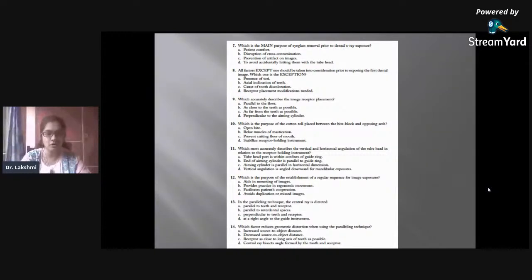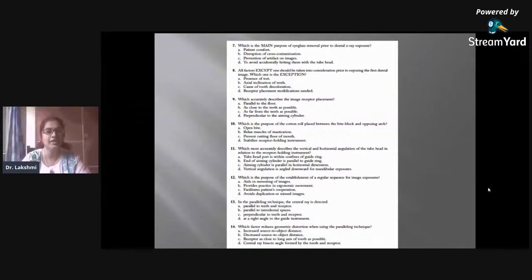12th question, which is the purpose of the establishment of a regular sequence for image exposures? Option is D, avoids duplication or missed images. 13th question, in the paralleling technique, the central ray is directed C, that is perpendicular to teeth and receptor. 14th question, which factor reduces geometric distortion when using the paralleling technique? That is A, increased source to object distance should be maintained.